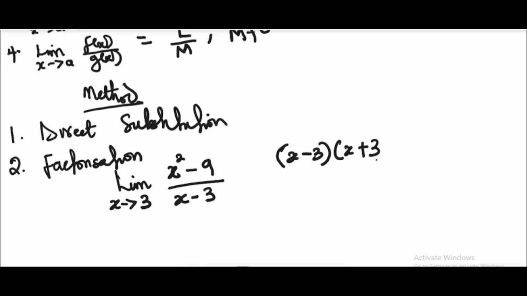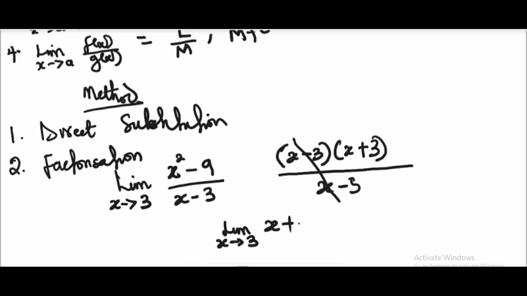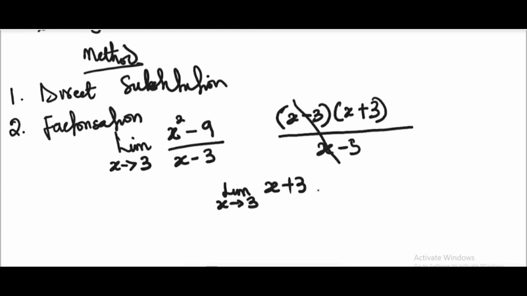And I've said earlier, it mustn't be a difference of two squares. That's not the only quadratic expression that can be factorized, right? Okay, so if you have x minus 3, x plus 3 all over x minus 3, this will cancel out, and then we have the limit as x tends to 3 of x plus 3. So we now substitute, and that will be 3 plus 3, which is 6, right? Okay, so that is factorization.